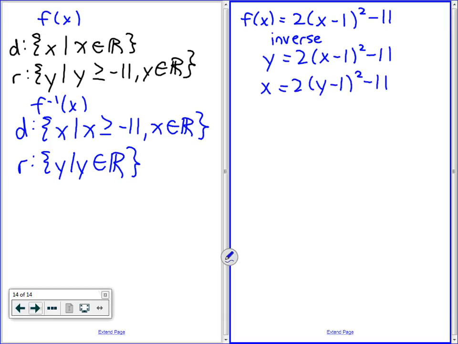So you see what I just did there? I just switched my x's and my y's. Now, the thing that makes this a grade 11 or 12 question is this: I have to isolate my y now. So I need to get y by itself.